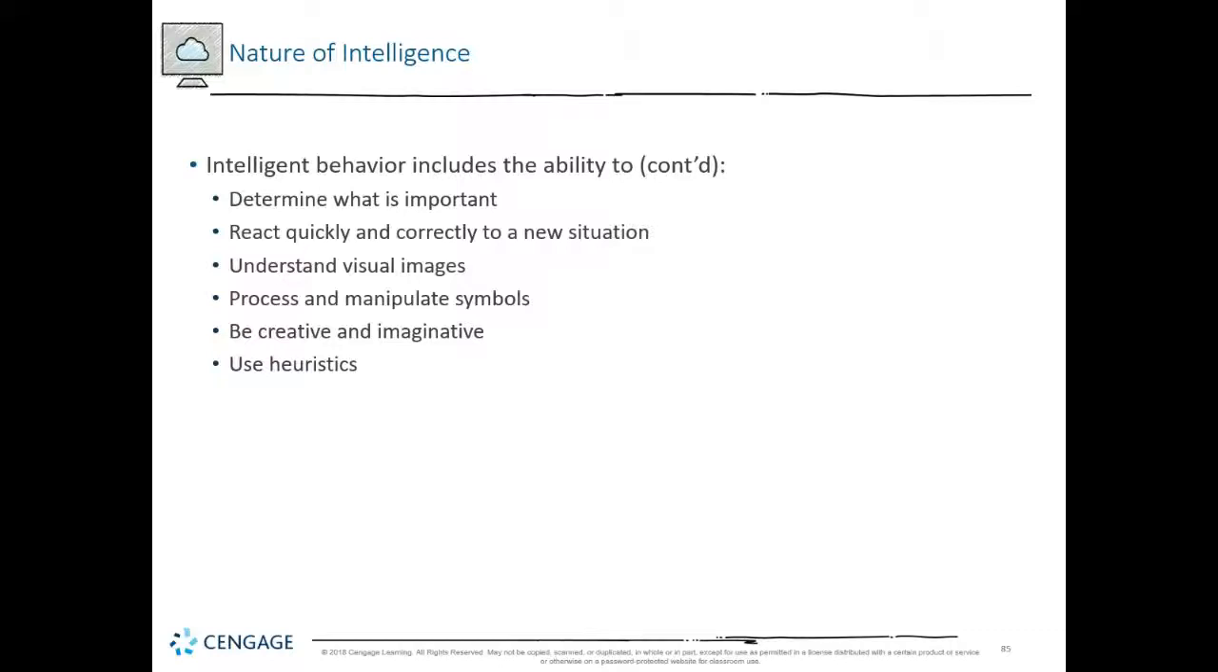Nature of intelligence. Intelligent behavior also includes the ability to determine what is important, react quickly and correctly to a new situation, understand visual images, process and manipulate symbols, be creative and imaginative, and use heuristics.